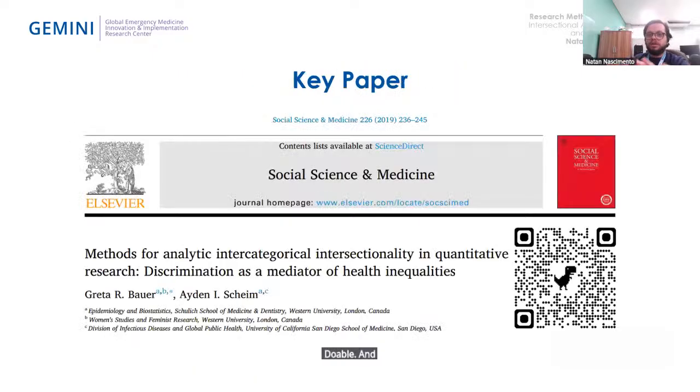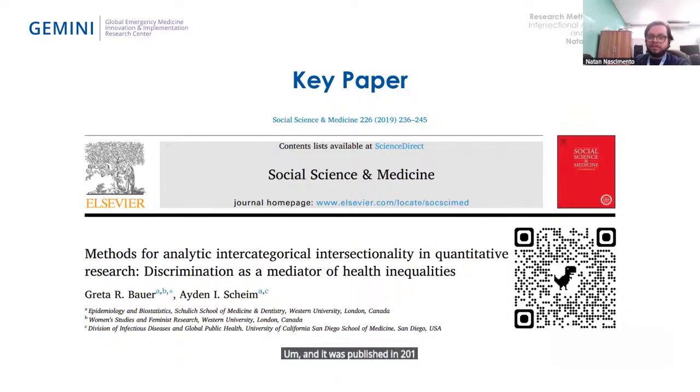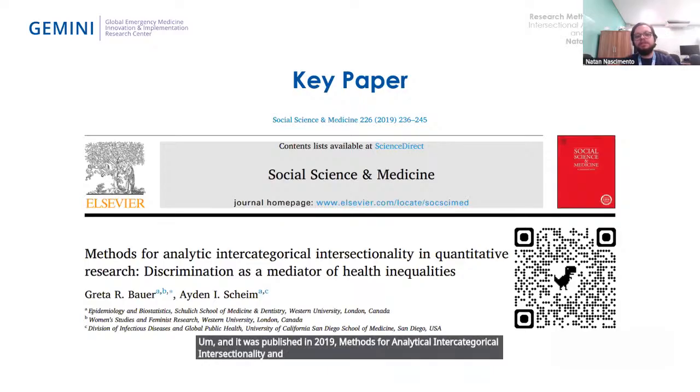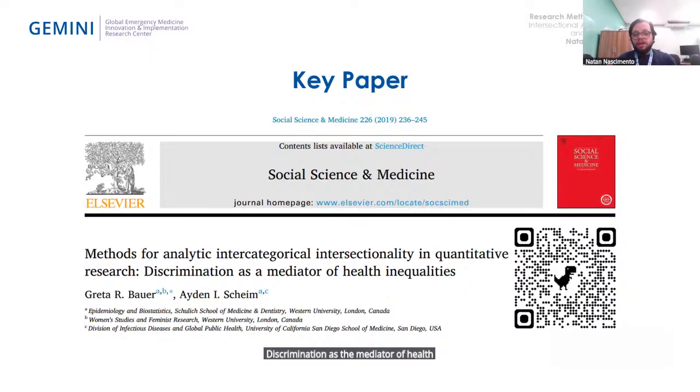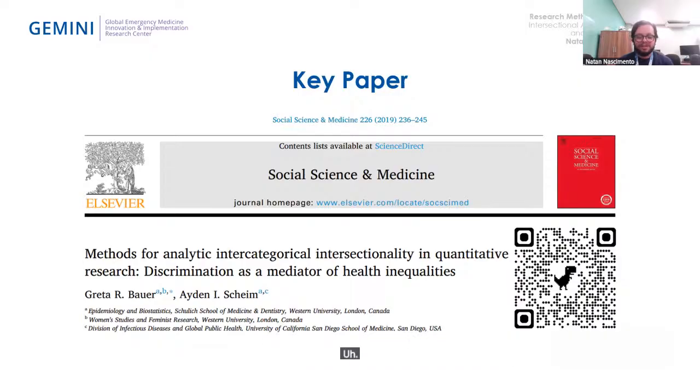And this talk is based on this paper by Greta Bauer and Aideen Shane. I think that's how you pronounce this name. It was published in 2019: Methods for Analytical Intercategorical Intersectionality in Quantitative Research: Discrimination as a Mediator of Health Inequalities. It's a great paper that really shows step-by-step how to perform analytical and descriptive analysis for intersectionality. So this is a paper that I really, really suggest for anyone doing any type of intersectional analysis to read and have at hand anytime you're starting to think about a research and a research process.